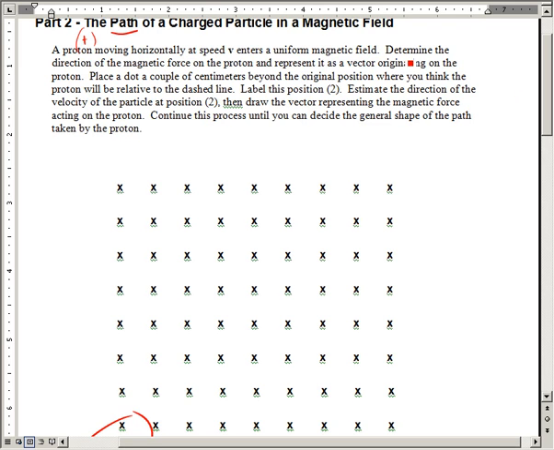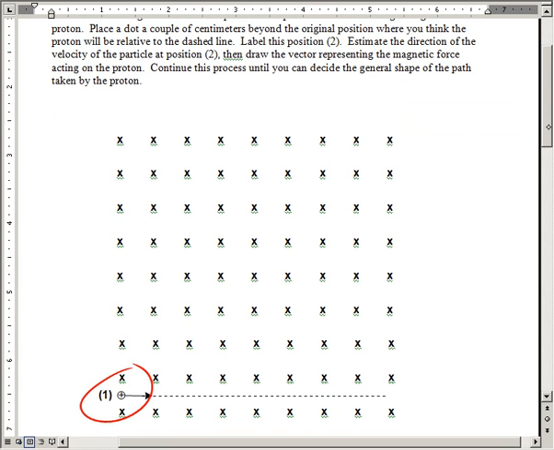Okay, so first thing to do, number one: determine the direction of the magnetic force on the proton and represent it as a vector originating on the proton. I'll actually do this one for you. So let's see. The magnetic field points into the page. The velocity, like the current, is moving right. So you place your fingers into the page, place your thumb right, and are you doing it with me? You're going to find that the force points up. Yay, that's exciting.